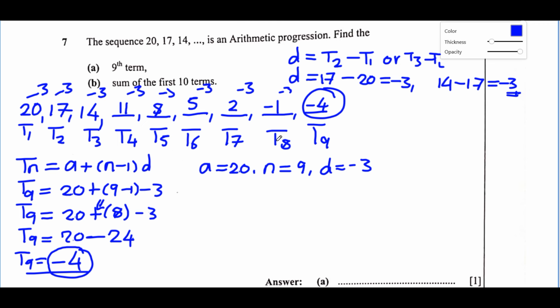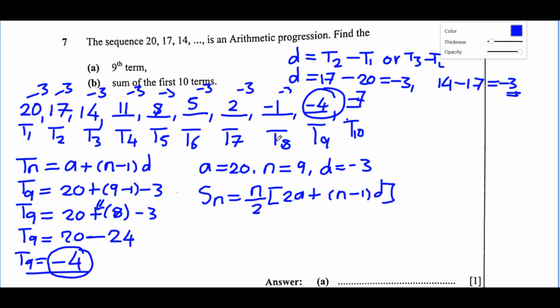Then we move on to question B, the sum of the first 10 terms. So here we can have negative 7 as our 10th term. It means that if we are to add all these numbers, what is the sum? To summarize that, we are going to say the sum is equal to n divided by 2, open brackets, 2 times a, plus n minus 1, close brackets, multiplied by d. So first term is still 20, d is still negative 3, but n this time is equal to 10 since we want 10 terms.